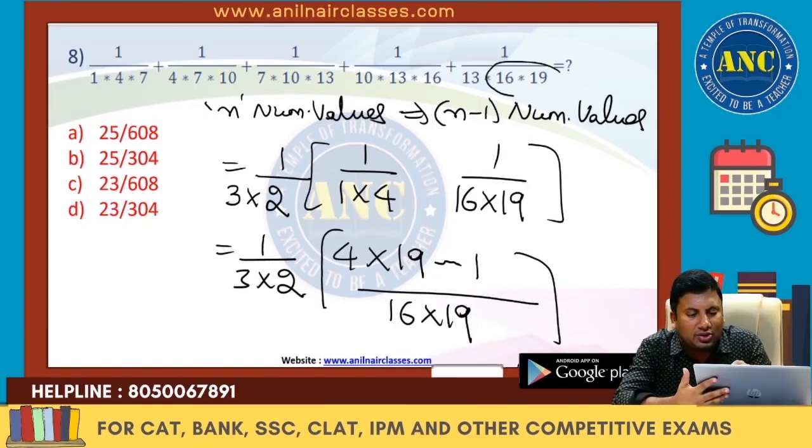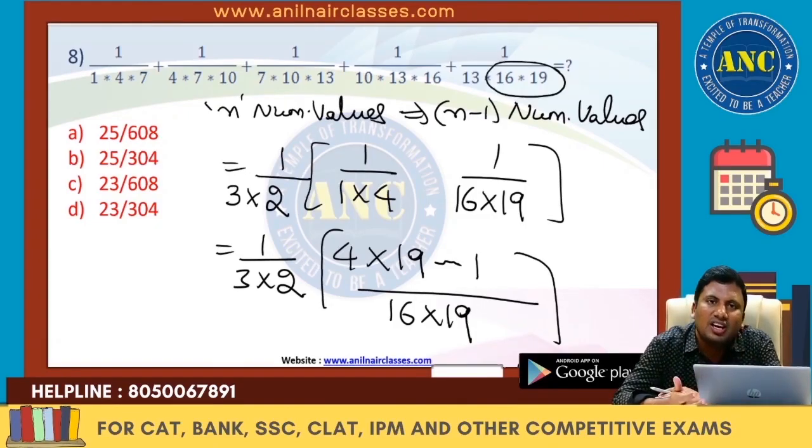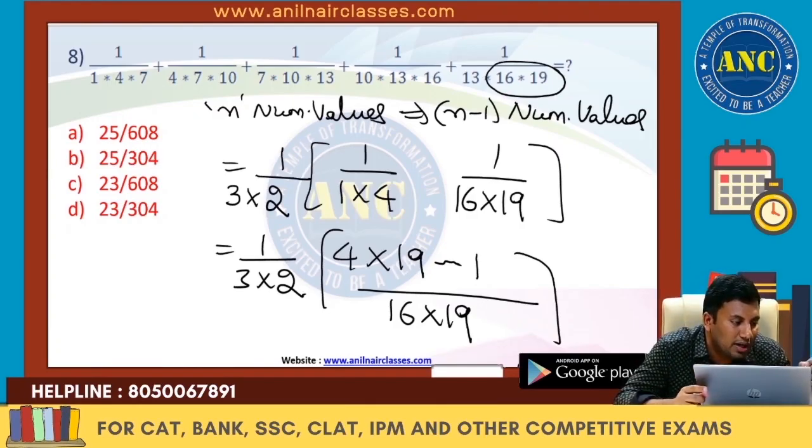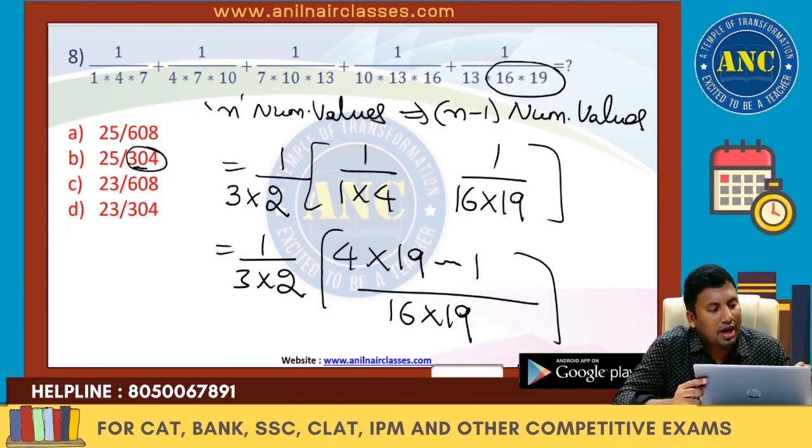3 numerical values. What are the last 2 numerical values? 16 and 19. The answer's denominator should be a multiple of 19 or a factor of 16 into 19 or the original number. Denominator should be divisible by 19. The options are 19, 114, 304. This is divisible and this is also divisible. So all the options are divisible. So this is one method.